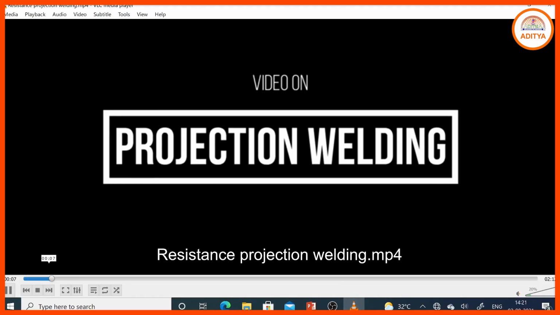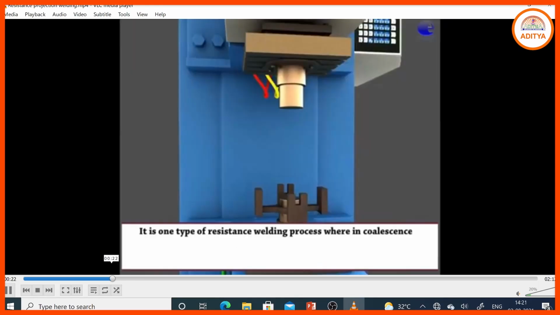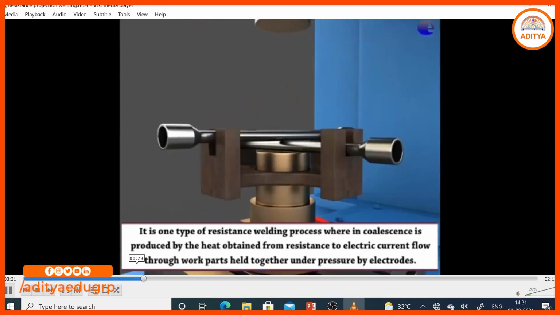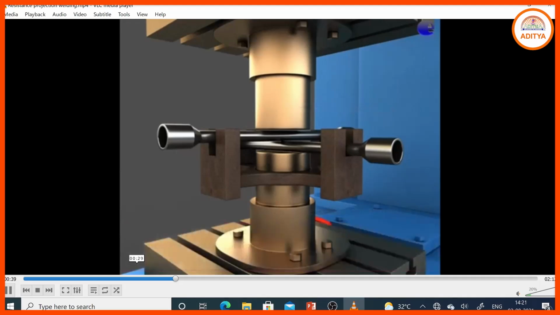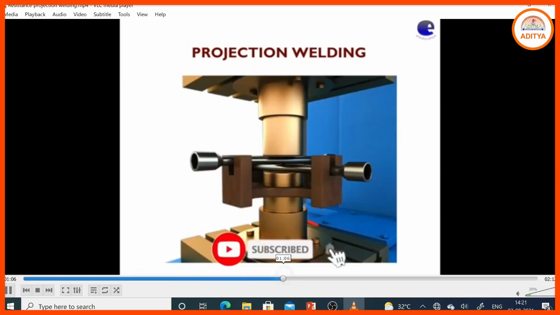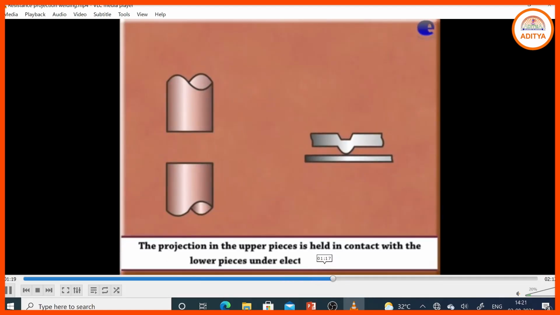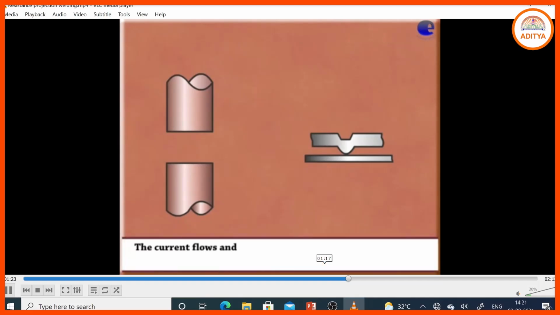Projection welding means both the rods, cylindrical type rods, we have kept between both the electrodes, and through the electrodes we provide the pressure. That type of projection is there, that is the plane plate, and those are the projections.